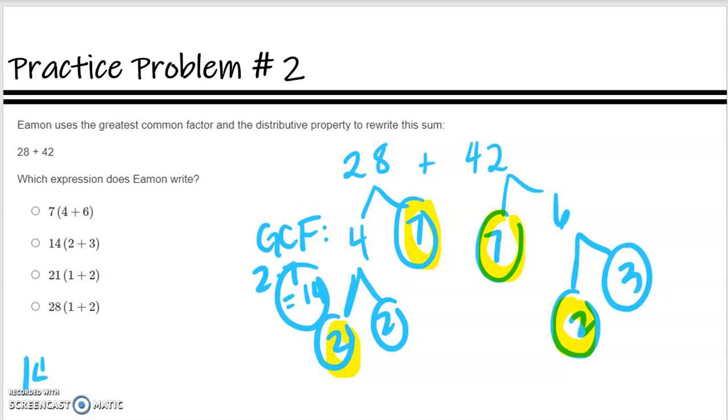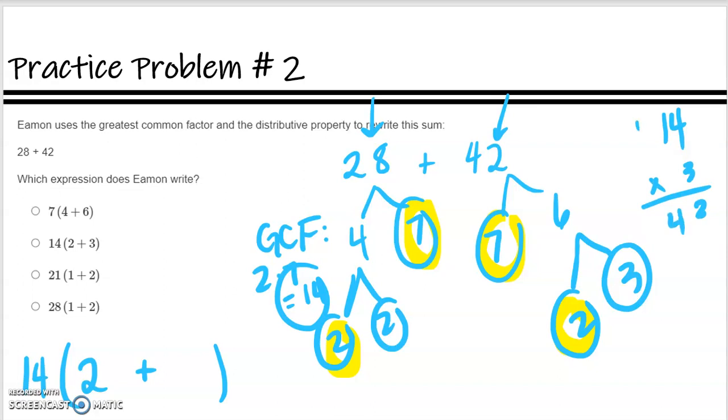So 14 comes to the front, and I have to think, 14 times what is going to give me 28? 2. 14 times what is going to give me 42? Sometimes you have to take a second and think about it. I believe that is 3. Let's make sure that's 42. Yes, okay. There we go. So your correct answer is B.